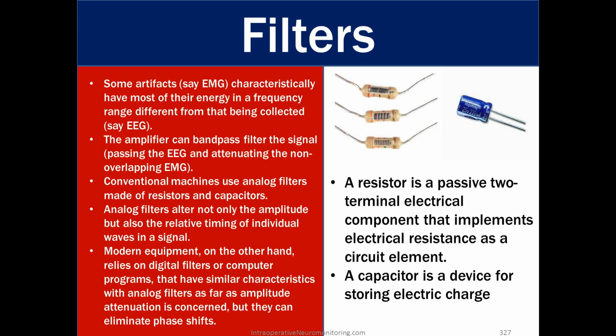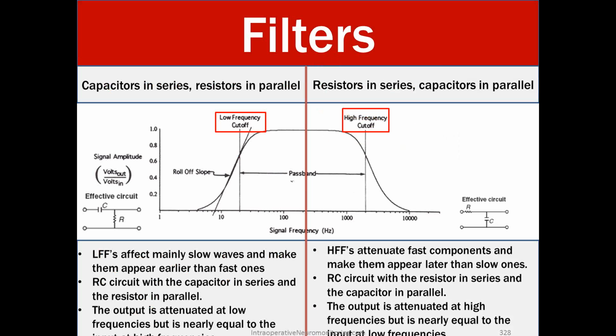A resistor is a passive two-terminal electrical component that implements electrical resistance as a circuit element. So we saw that with the hose. You pinch the hose, and the pinching of the hose is the resistor. A capacitor is a device for storing electrical charge. Filters again: capacitors in series, resistors in parallel.